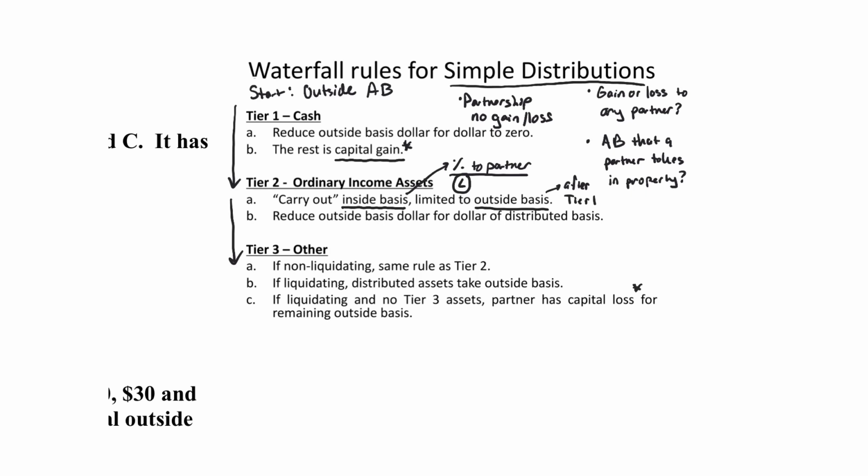Now, when we get to tier 3, things start getting a little interesting. Tier 3 is whatever assets you have remaining. These are going to be capital assets, section 1231 assets, things that are not cash or ordinary income or ordinary loss assets. This is interesting because if it's non-liquidating, meaning we have a basis left, we get to allocate to the adjusted basis of the partnership interest. We still have that, right? If it's considered non-liquidating, that's key. That means you still have a partnership basis left.